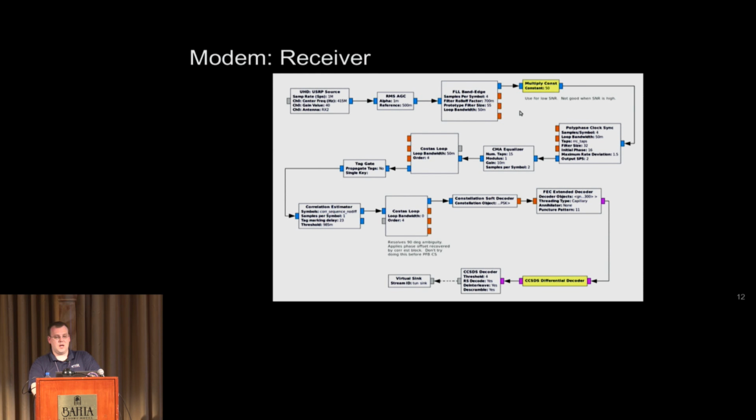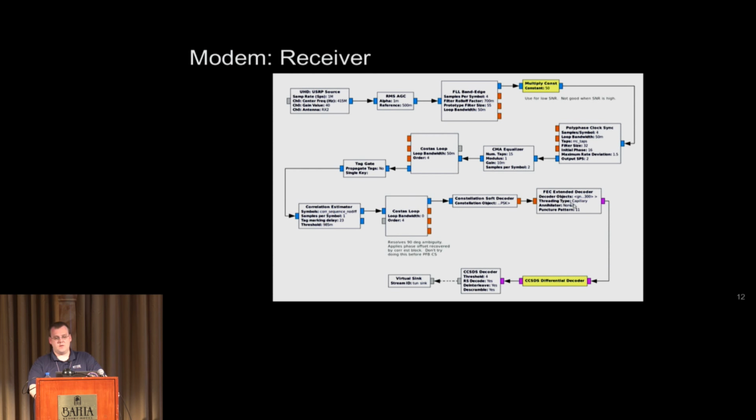Got the FLL band edge filter here to get my frequency sync. I've got the polyphase clock sync, which is pretty awesome. CMA equalizer is magic and seems to help. And then I've got this kind of weird arrangement of two Costas loops and a correlation estimator. I'll talk about that a little bit later, but basically it just helps you resolve the phase ambiguity issue with QPSK. There are better ways to do this, but I was lazy.